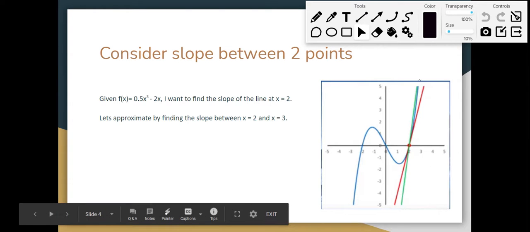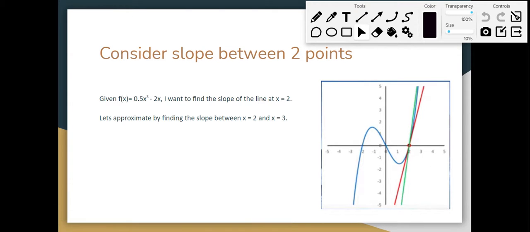So that's shown by this green line here, where we have it crossing through the blue function at x equals 2, and again up here where x equals 3. So we need to figure out the points in order to find out the slope. So we already know that x equals 2. So we need to figure out what is the y value that goes with that x equals 2. So we need to figure out what is f at 2.